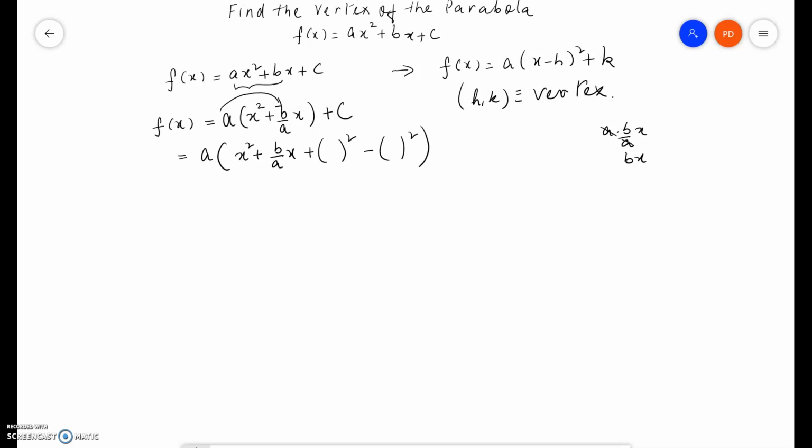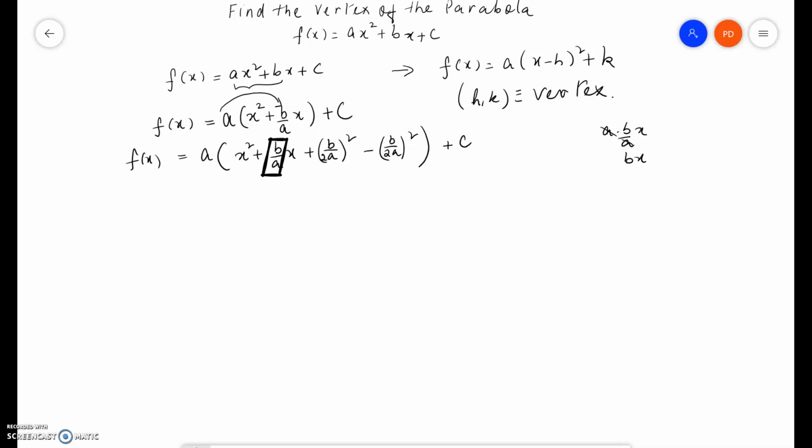We add and subtract a number which is the square of the coefficient of the middle term, which is x, that is b over a, and we divide that expression by 2. So it's b over 2a. b over a comes from here, which is the coefficient of x. So it's half of the coefficient of x, so it's b over 2a the whole squared. Add and subtract that number, and we still have c outside.